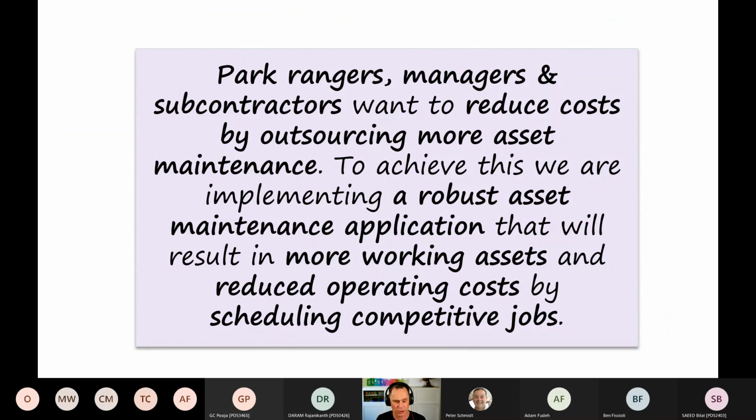Park rangers, managers, and subcontractors want to reduce costs by outsourcing more asset maintenance. And to achieve this, we are building a robust asset maintenance application that will result in more working assets and reduced operating costs by scheduling competitive jobs. So now everybody knows what we're building, why we're building it, and whenever we need to make difficult trade-offs during the development process, we can refer back to this product goal and know which one of the options in front of us is going to align best with that goal.